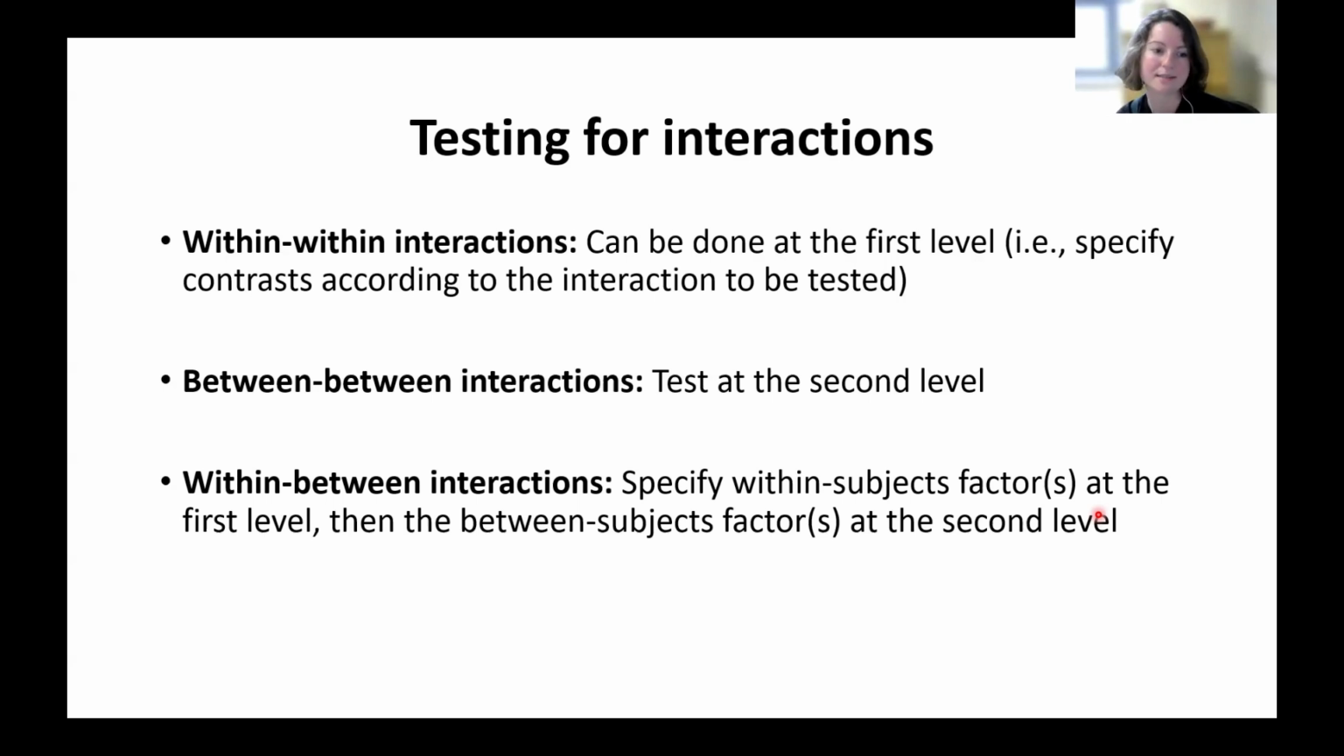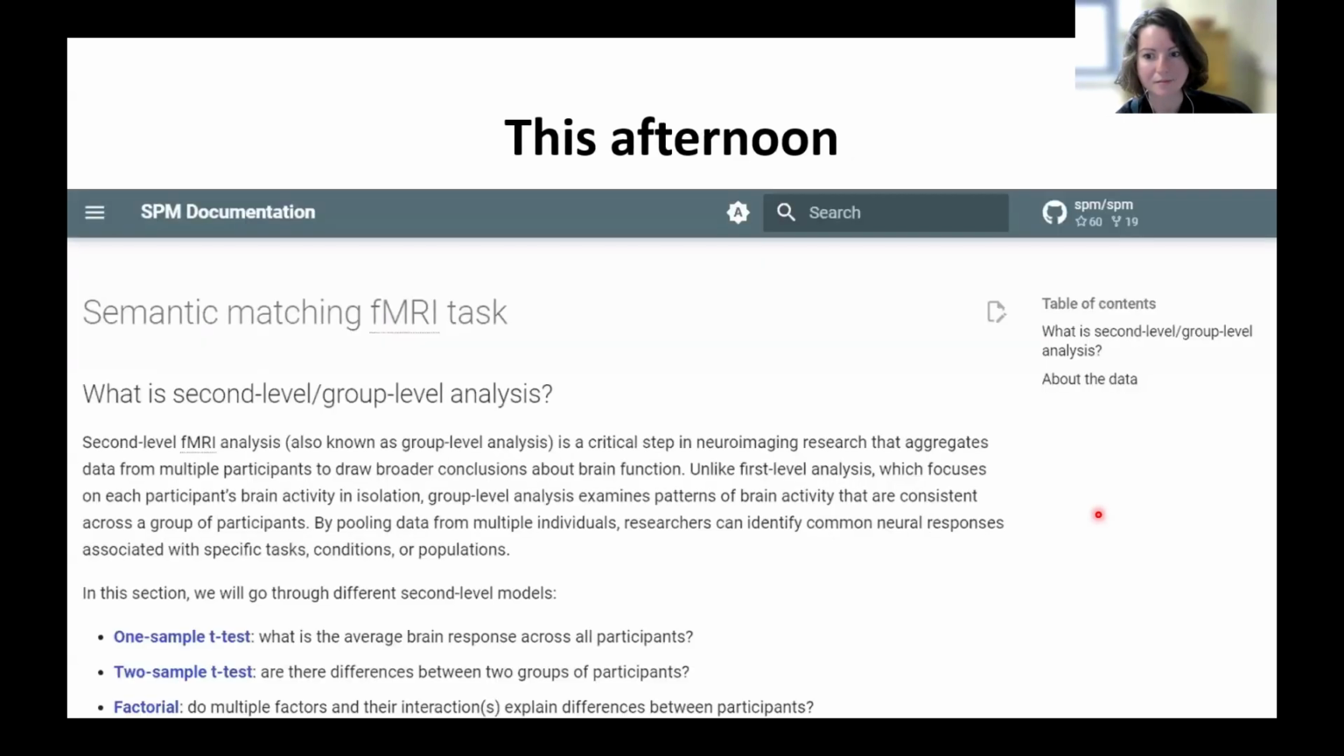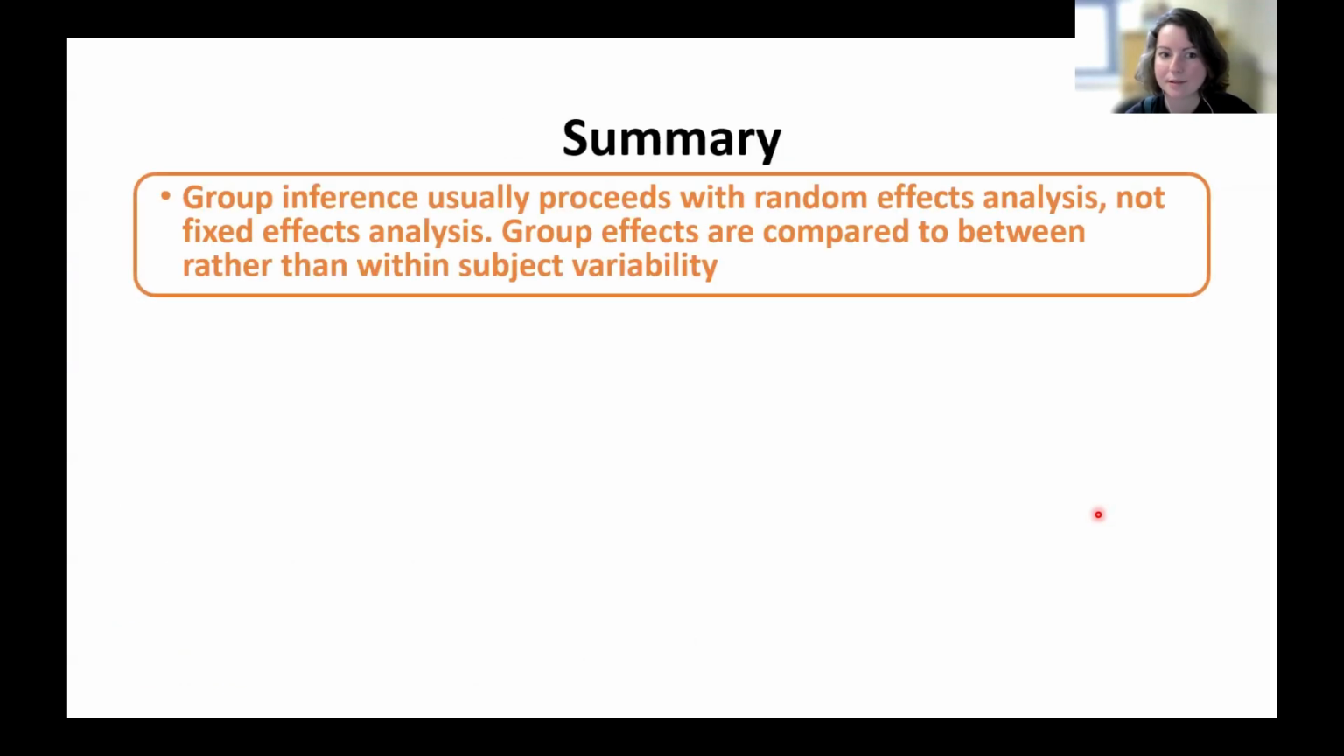So that is the way that you can test different types of interactions with SPM, where you use a combination of specifying some of the comparisons at the first level and some of the comparisons at the second level. Now, this afternoon, you're going to be implementing these analyses in SPM using a semantic matching fMRI task. So you'll do all different types of tests, one sample t-test, two sample t-tests, as well as this factorial design where you can test the interaction between subject effects, and you'll learn how to implement all of these in SPM.